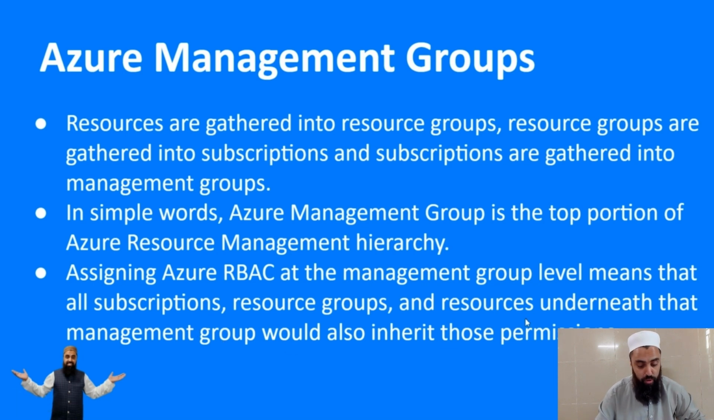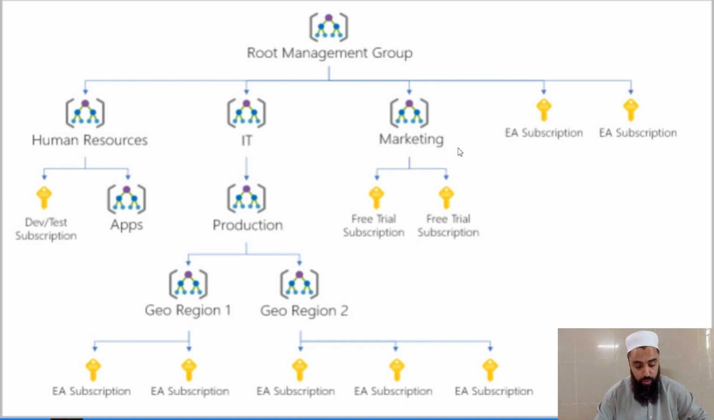Let me explain it more with this diagram. Actually, it is a bit confusing. What is a management group? Now you can see I have a root management group. In the root management group, I have three further management groups for each department. I have a human resource management group, an IT management group, and a marketing management group, and all these management groups have their subscriptions. And in the subscription, we have resource groups and then we have resources.